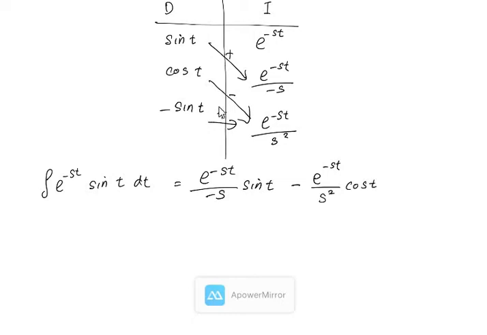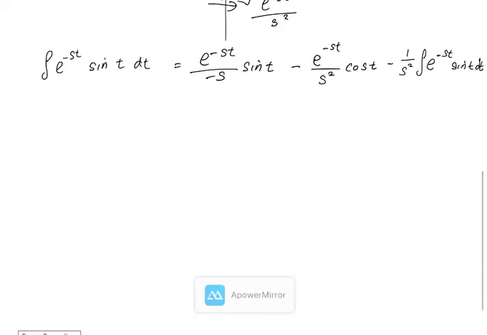And then the last part is plus with this one, plus with sine t multiplied with this. So plus and minus you get negative 1 over s squared, because it's not finished, so it's the integration of e to the negative st sine t dt. We can bring the last part here, since this one is integration, this part is also integration. So we can bring it to the left hand side.